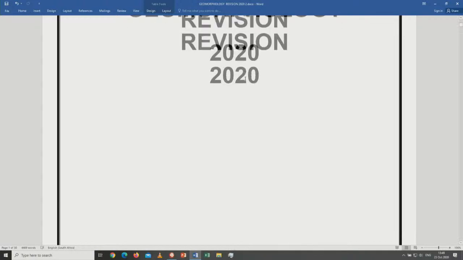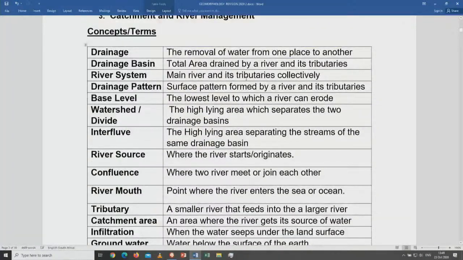So in geomorphology, the first important concept is drainage. What is drainage? It's the removal of water from one place to another. So when water is moving from one place to another, it's drainage. And then drainage basin, it's the total area, the whole area that is drained by a river and its tributaries. A river system, a main river and its tributaries collectively. Drainage patterns, a surface pattern formed by a river and its tributaries.